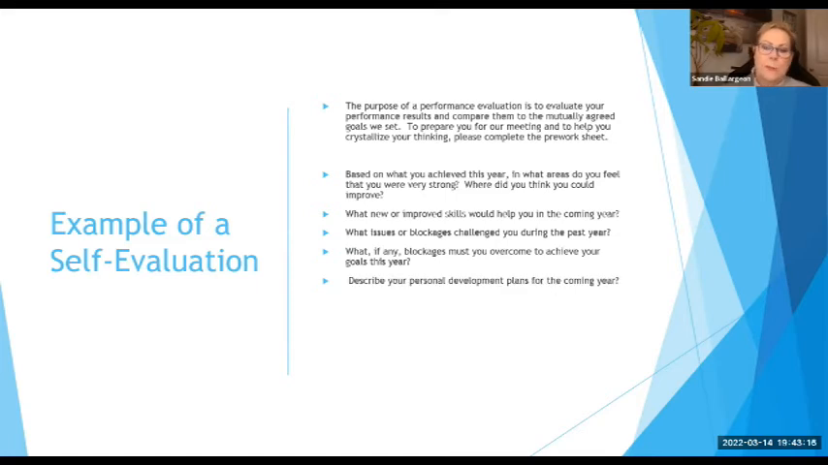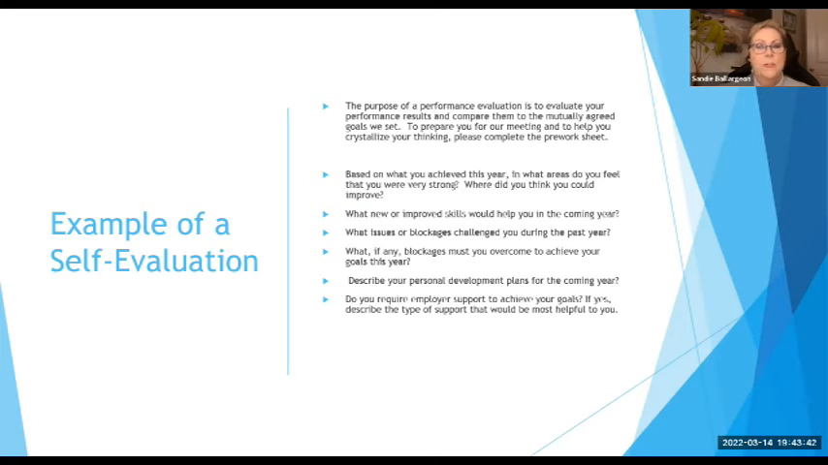Describe your personal development plans for the coming year. That's an interesting question because I actually had an employee who said, well, they're personal. So she didn't want to answer the question. But there's a reason for that. You want to know what the employee is thinking of their own personal plan. And remember, it's what's in it for me. I want to improve myself. I want to enjoy my career.